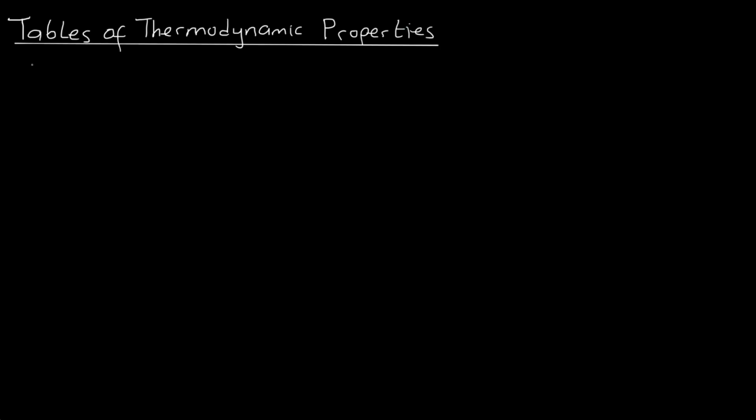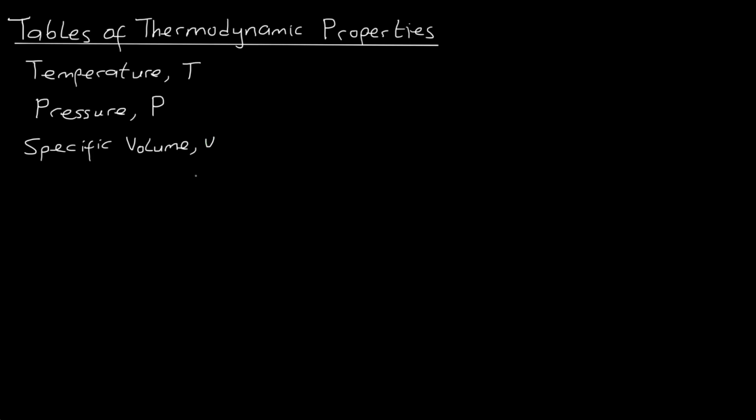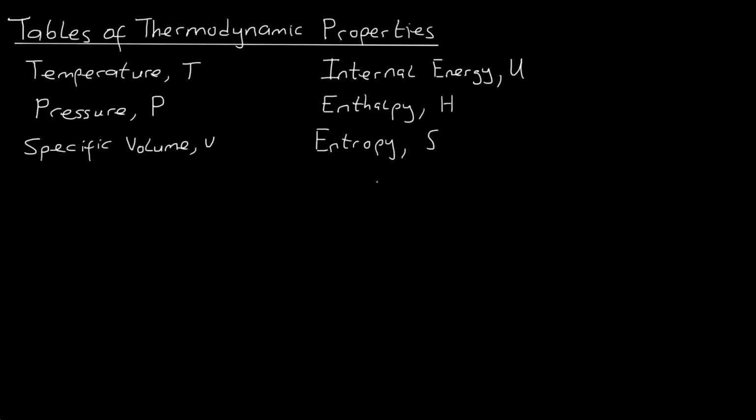We are already familiar with the thermodynamic properties: temperature, pressure, and specific volume. But now we're going to introduce three more properties: internal energy, enthalpy, and entropy. We can think of internal energy as the energy associated with a system due to the motion and potential energies of its individual particles. It's usually measured in kilojoules.